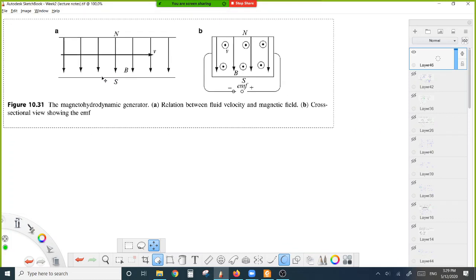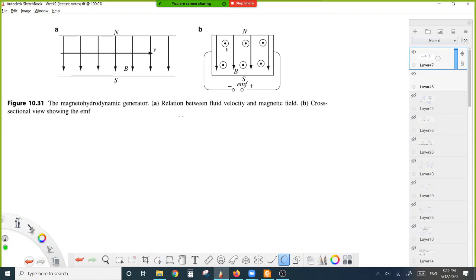One other application of electromagnetic induction is the magnetohydrodynamic generator. It is a DC generator. The principle is that of a moving bar in a magnetic field.